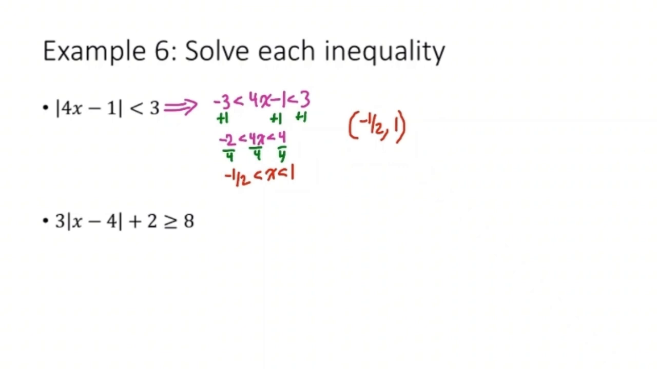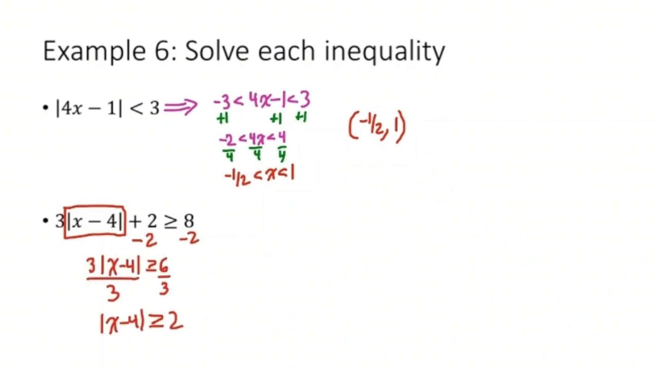In the next inequality, we're going to solve 3 times the absolute value of x minus 4 plus 2. Unlike the last example, our absolute value expression is not isolated. So that is the first thing we need to do, is get that absolute value by itself. We'll start off by subtracting 2 from both sides, then we'll divide by 3. Now that our absolute value expression is isolated, we can now drop the absolute values. Please make sure you are careful. You must isolate the absolute value before you rewrite your absolute value inequality as a compound inequality using the rules in the previous slide.